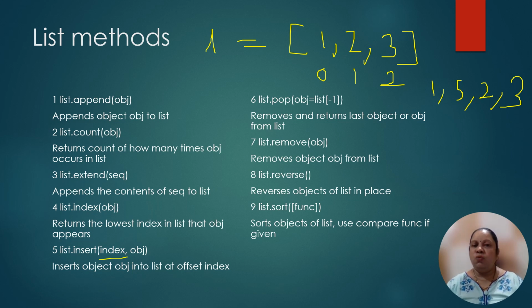If you want to remove a particular value, you say list dot remove object. So if I say list dot remove 5, it is going to remove this 5 from the list. If I say list dot reverse, it is going to reverse the list: 3, 2, 5 and 1. If I say list dot sort, it is going to arrange the order, either ascending or descending. So if I sort this list, it will give me 1, 2, 3 and 5. So these are the methods present in the list.